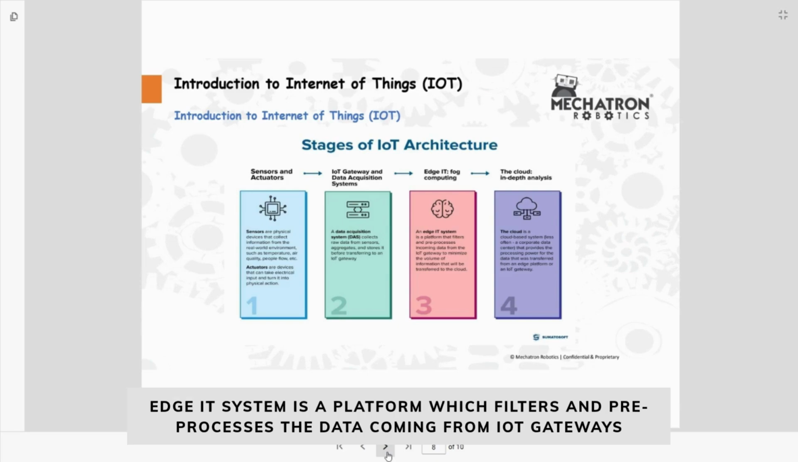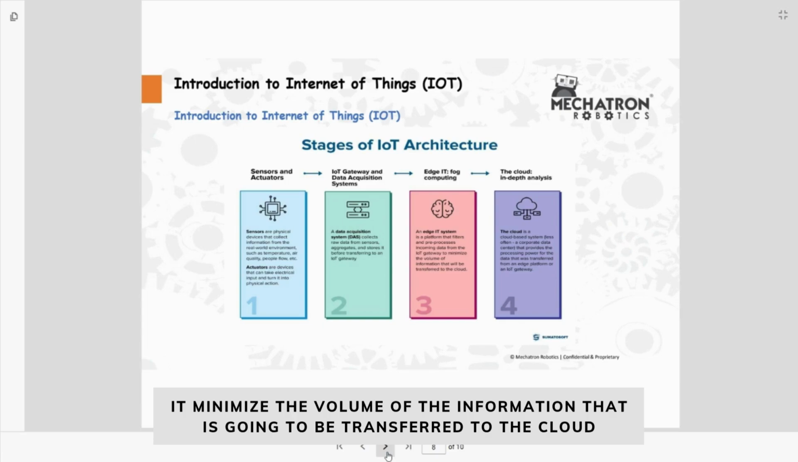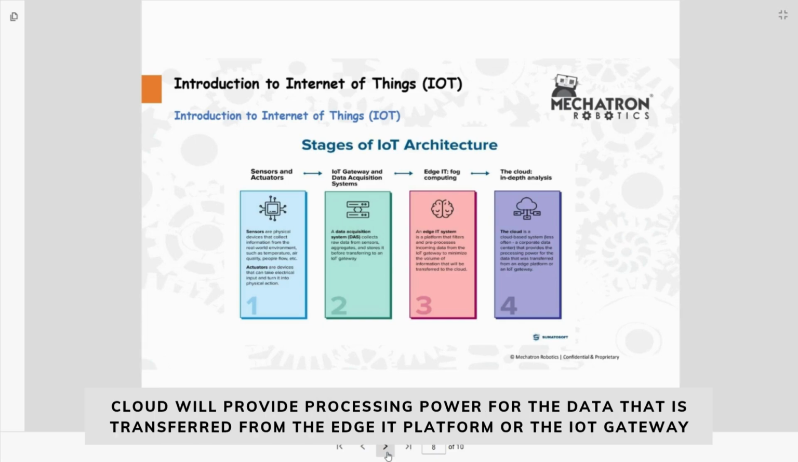Then the third stage is an edge IT system. So it is a platform that filters and pre-processes the data coming from the IoT gateway. It minimizes the volume of the information that is going to be transferred to the cloud. And the last stage is the cloud. So the cloud is a cloud-based system that provides the processing power for the data that was transferred from the edge platform or an IoT gateway.